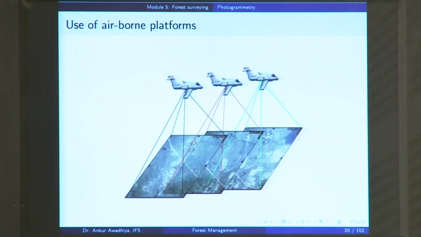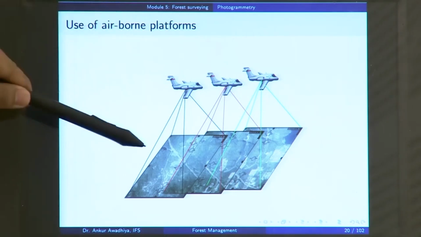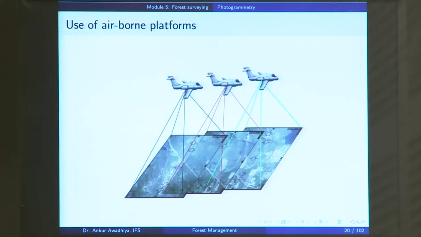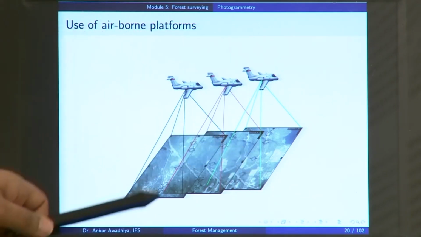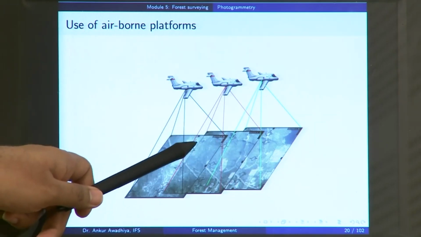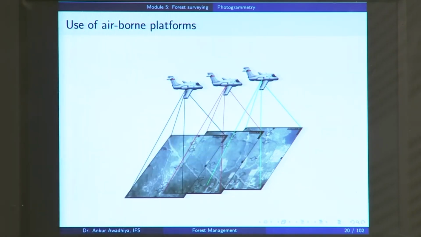Now, when we are making use of airborne platforms, this is for instance the image of a plane that is moving and taking different photographs. We tend to take photographs in such a manner that there is a sufficient amount of overlap between every corresponding or nearby images. If you have a certain amount of overlap, then you will be able to process these images so that they can be joined together into one big photograph.